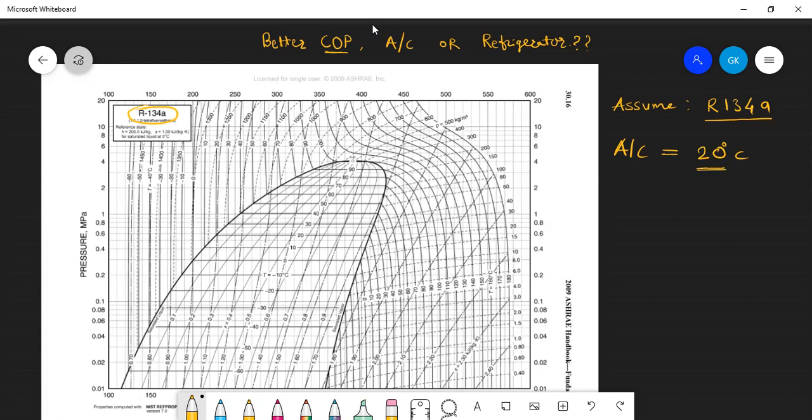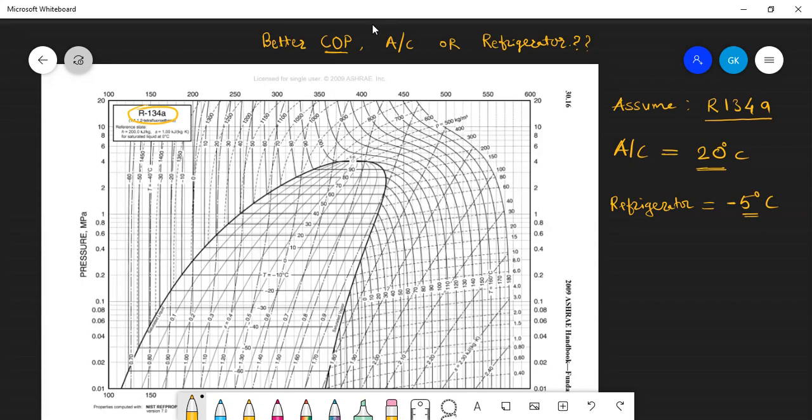Then for the refrigerator, this is for the evaporator. In a refrigerator, we store ice, correct? So we assume that if you want to preserve the ice, then the temperature must be less than 0 degrees centigrade. So we assume that the refrigerator is maintained at minus 5 degrees Celsius. Now these are the operating temperatures, correct?